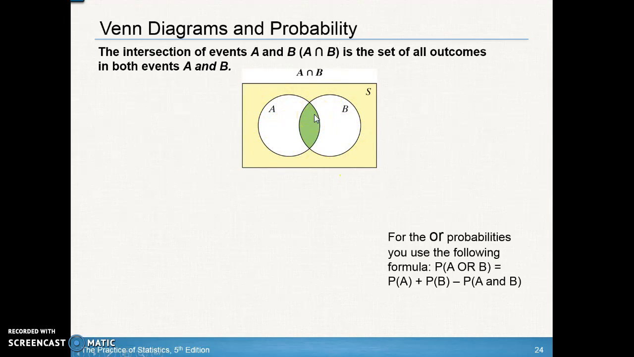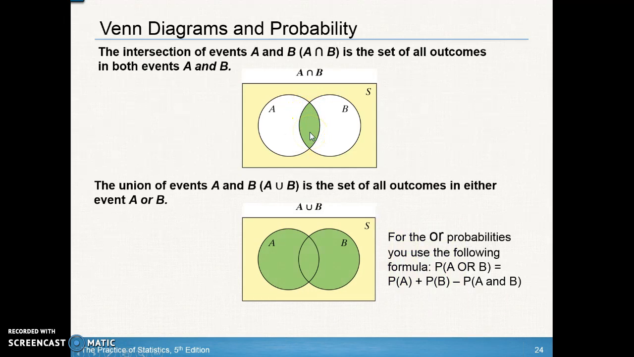and B. Now, just remember for the OR probabilities, OR always means add. You're going to do the probability of A plus the probability of B. So it's like saying this whole event A plus this whole event B. But when I do A plus B, that's counted that green space twice. You want to subtract it once to get rid of the intersection. Okay? The union of events A or B is the set of outcomes in either A or B.